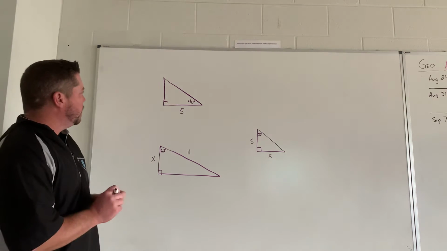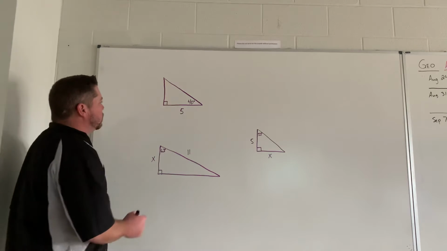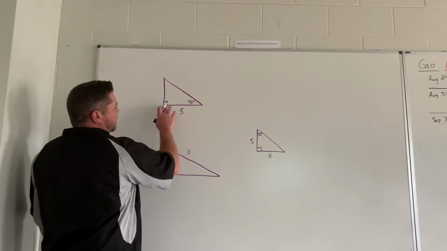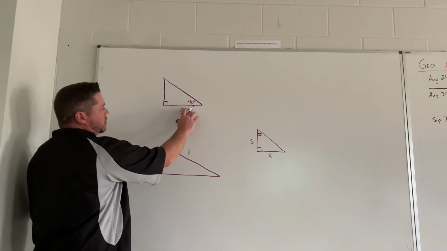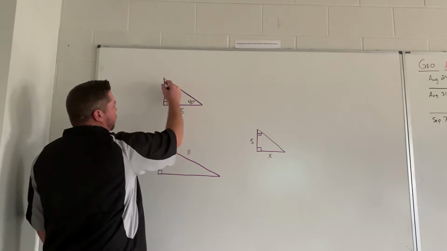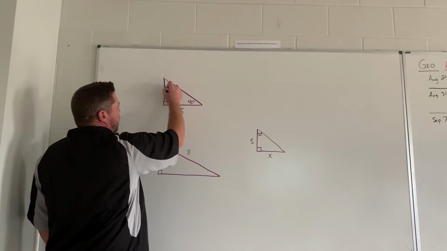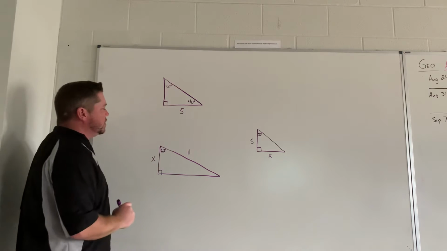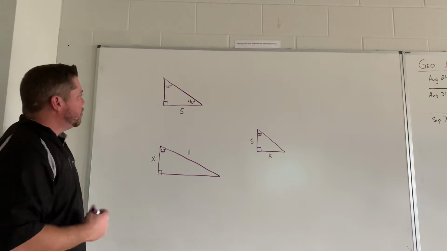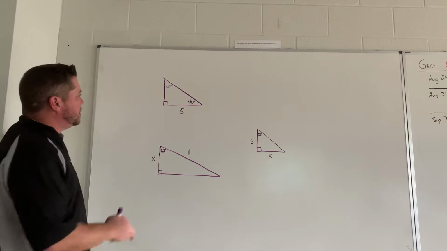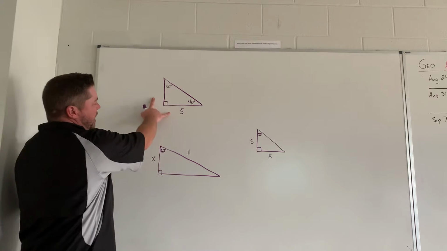So the first thing I want to think about is my third angle. In this case, I've got 90 plus 40 is 130. Take that away from 180, and I know my third angle is 50 degrees. The reason I want to know that information is it tells me a little something about these sides.